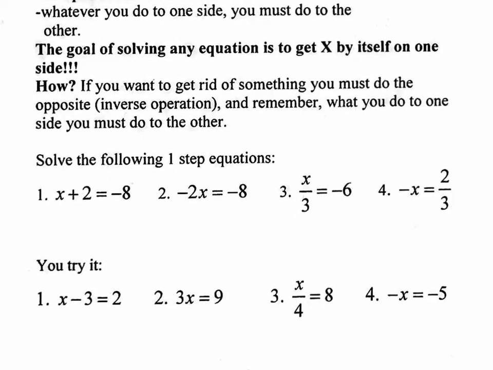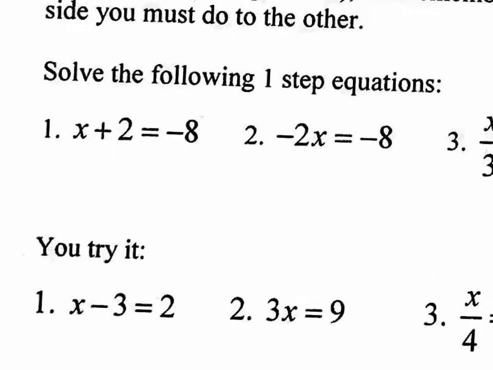Now it says right here the goal of solving any equation is to get x by itself on one side. Okay? How do you do that? If you want to get rid of something, you must do the opposite, right? If there's a fire, you turn it off with water, right? If there's a +3 and you don't want it, you're going to do the opposite of +3, which would be a -3. If there's a ×2 in front of the x and you don't want the ×2, you'd have to do the opposite of multiplying by 2, which is what? Dividing by 2. Okay? So whatever you do to one side, you have to do to the other. And if you want to get rid of something, because the goal is to get x by itself, you have to do the opposite. And remember, what you do to one side, do to the other.